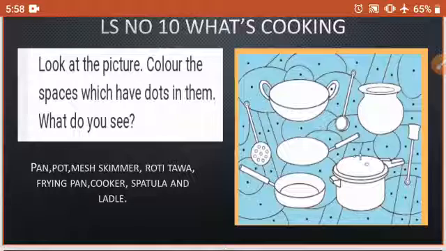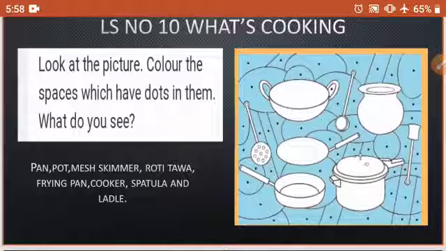Look at the picture, color the spaces which have dots in them. What do you see? When we color the spaces which have dots in them, you will see these different types of utensils which we use in the kitchen for cooking. So you have to color this picture today.